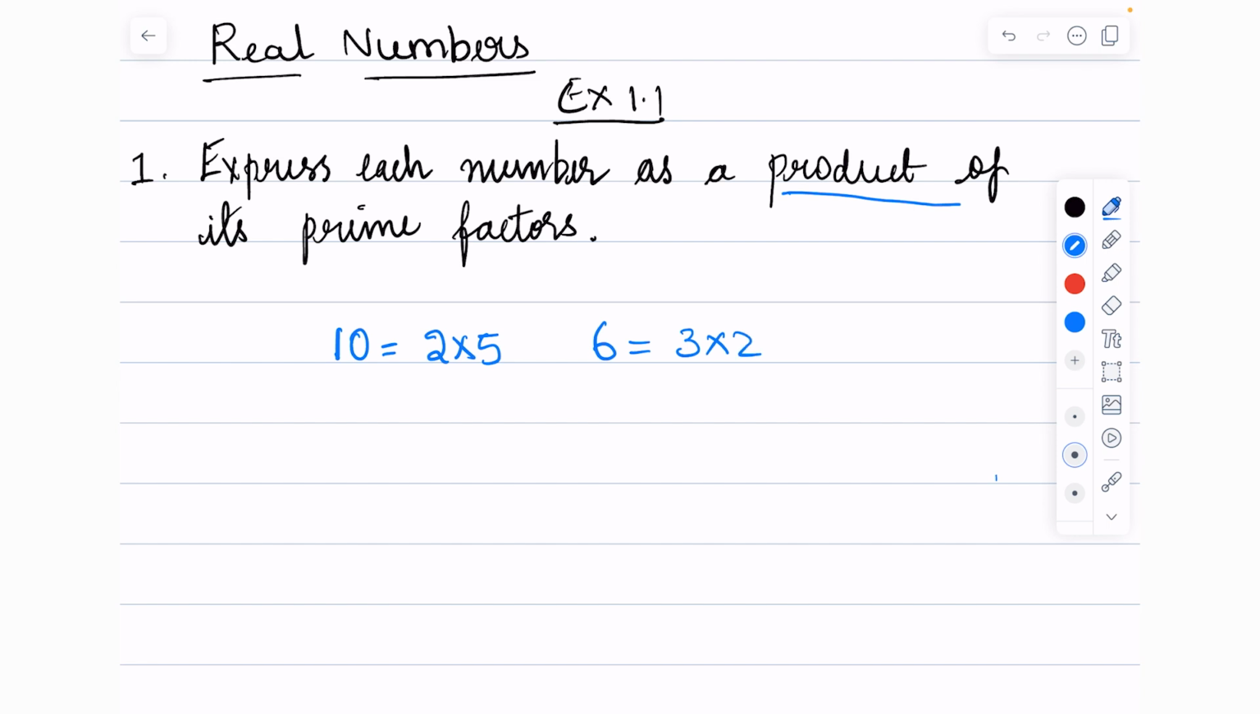We can take any other number. 36 is a product of 6 and 6.